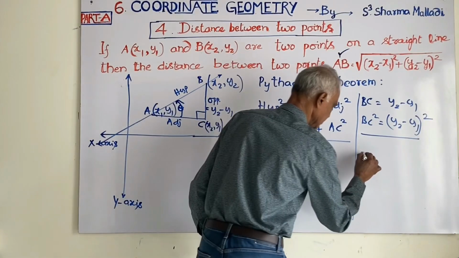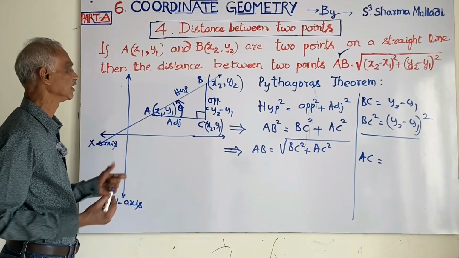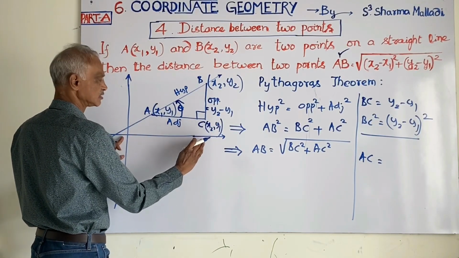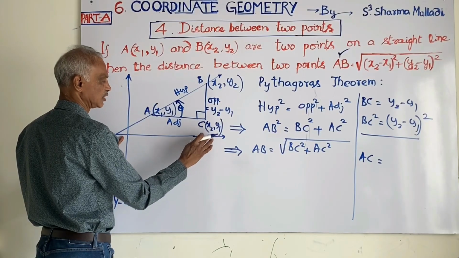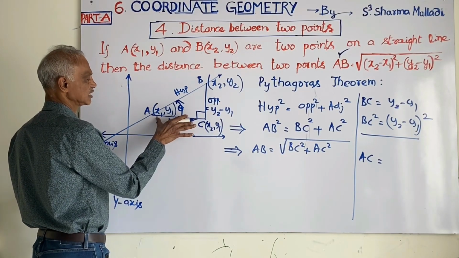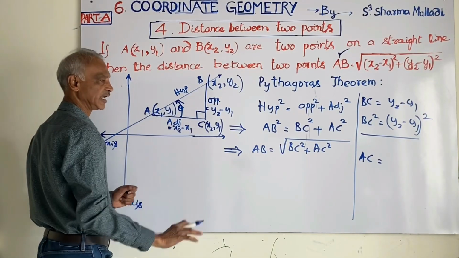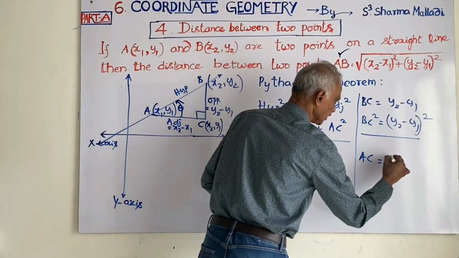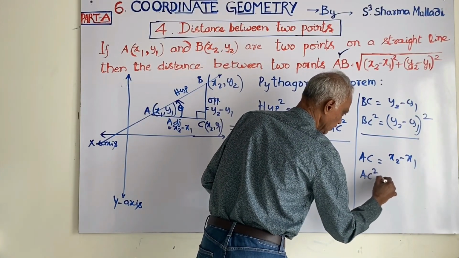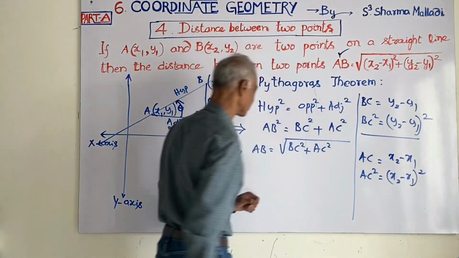Now you write AC. What is AC? What is the distance between A and C? A and C, that is the horizontal distance. This distance will be x2 and this distance will be x1. This distance will be x2 minus x1. Like that, AC will be x2 minus x1. AC square will be (x2 minus x1) whole square.